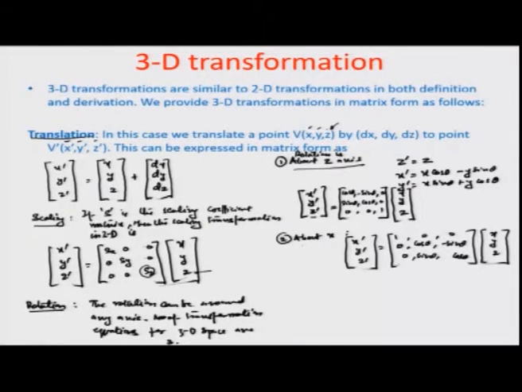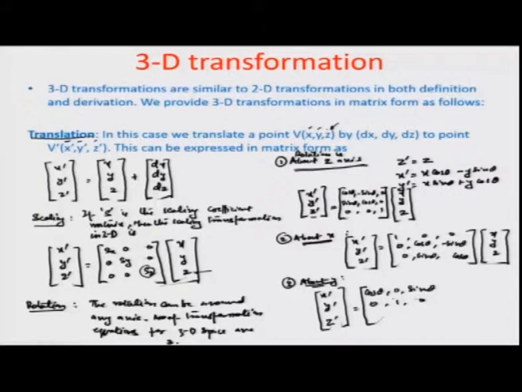And similarly, I would have a rotation about the y axis represented as again x dash y dash z dash equal to cos of theta 0 sin of theta, 0 1 0, and this is minus sin theta, I am sorry, minus sin theta 0 cos of theta. Just let me rewrite this part again, so that there is no confusion, minus sin theta times x y z.